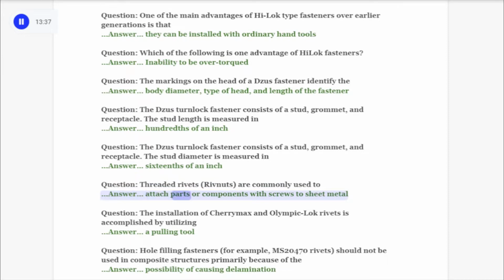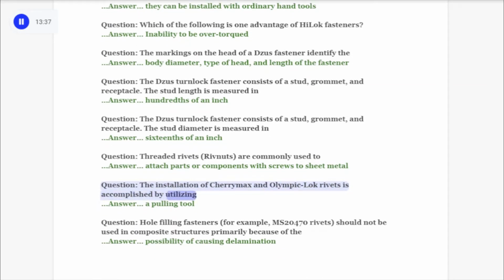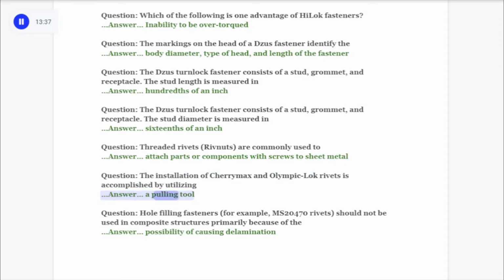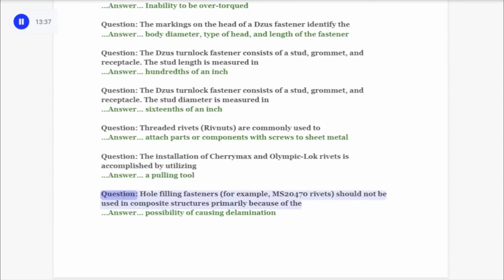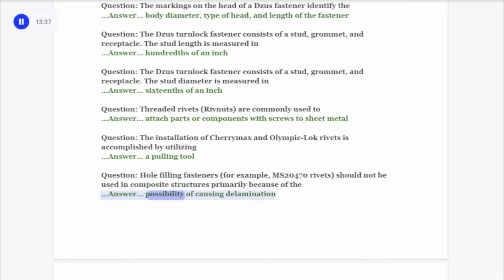Question: threaded rivets, rivnets, are commonly used to. Answer: attach parts or components with screws to sheet metal. Question: the installation of Cherry Max and Olympic lock rivets is accomplished by utilizing. Answer: a pulling tool. Question: hole-filling fasteners, for example, MS20470 rivets, should not be used in composite structures primarily because of the. Answer: possibility of causing delamination.